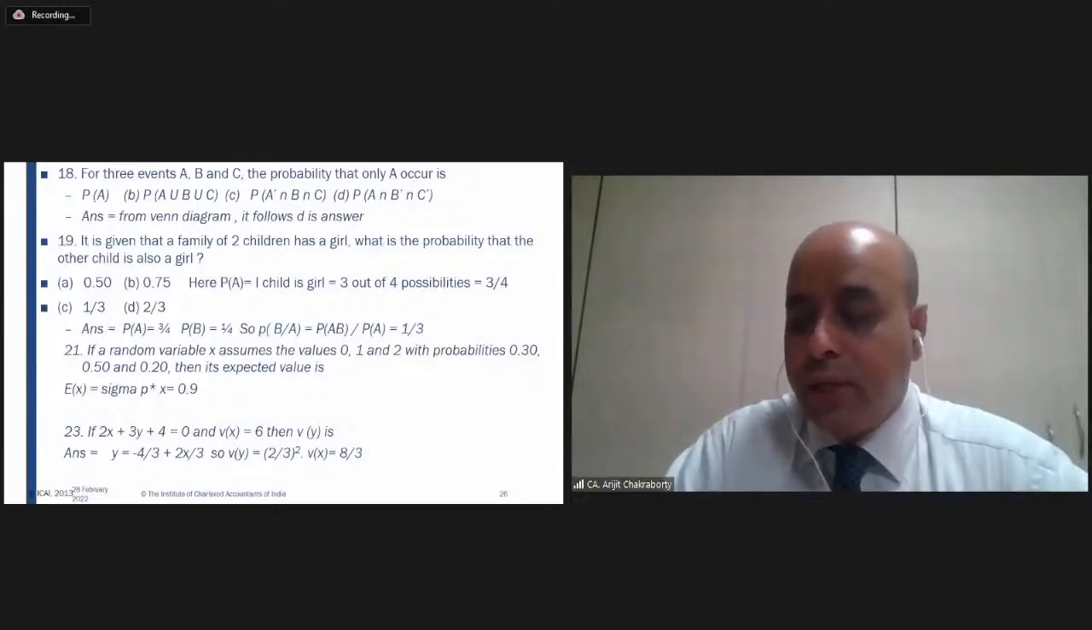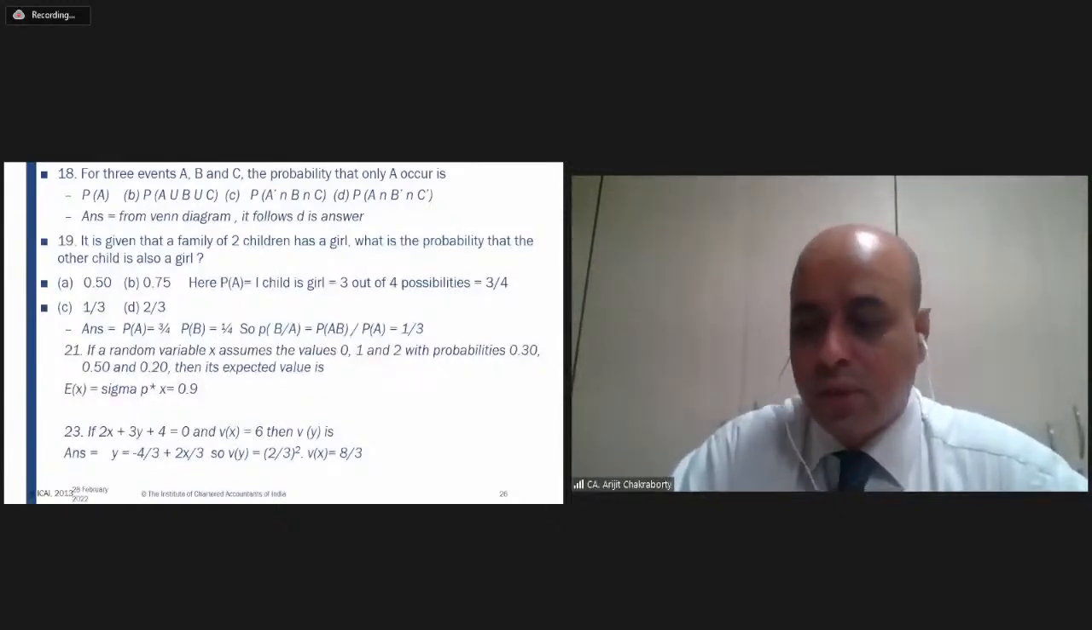Okay. Yes, Shiva, you are right. The probability of both girl child is 1/4. Absolutely. And that's how we solved it. Very good.